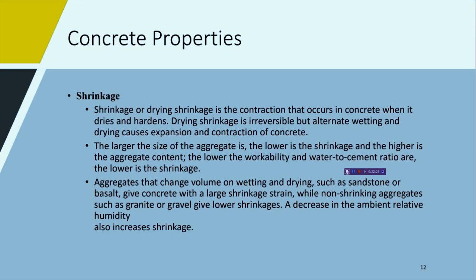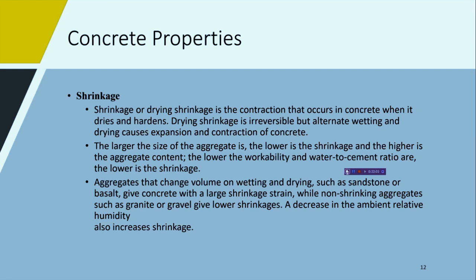So that's why kita kena tahu actually the best possible ratio yang kita kena letak dalam konkrit. What it says here, makin besar size aggregate, makin kurang shrinkage. Okay, tapi higher aggregate content, kalau terlampau banyak aggregate, susah nak bekerja. And water to cement ratio, the lower the water to cement ratio, the lower is the shrinkage. So kalau you letak banyak sangat water, dia akan lebih cepat untuk shrink.